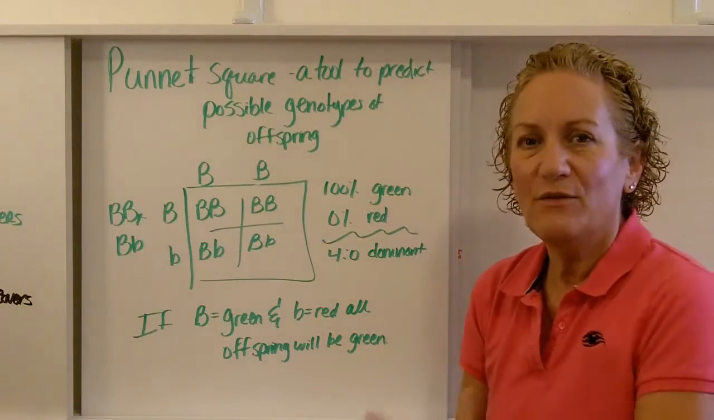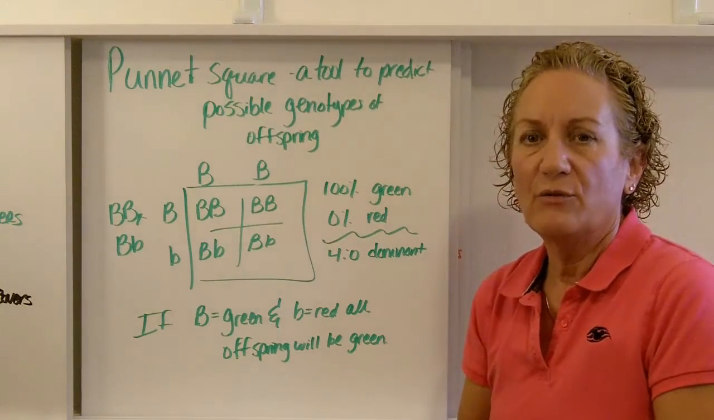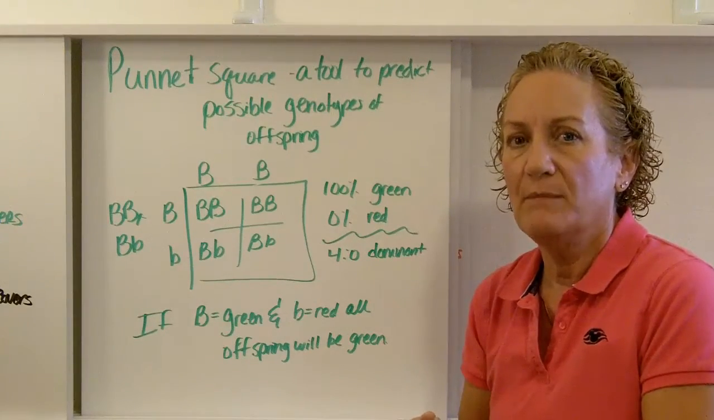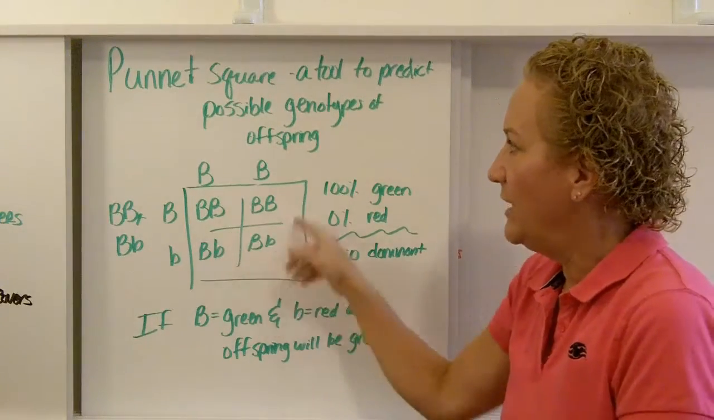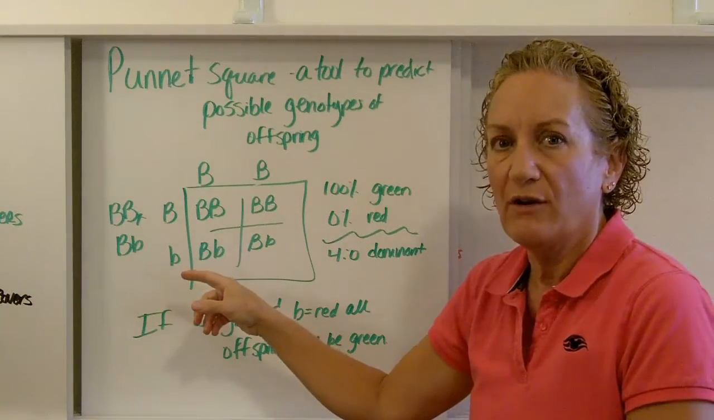Okay, so now that we know the vocabulary, we're going to put it together and we're going to use a thing called a Punnett Square. A Punnett Square is kind of like a mini multiplication table, if you will, and it looks kind of like this. So you need to have some information about the parents first.